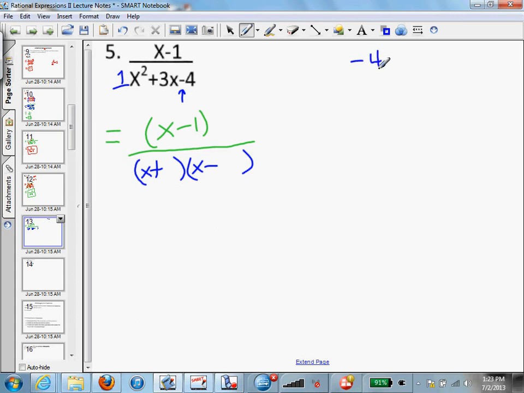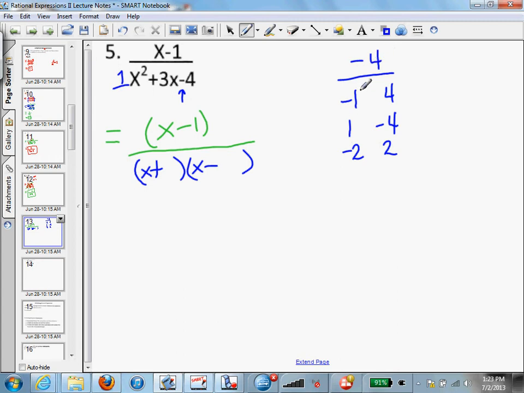Okay, so now we need numbers that multiply to give us a negative 4 that we can combine through adding and subtracting to give us a positive 3. So we have negative 1 times 4 would give us a negative 4. How about positive 1 and a negative 4 would give us a negative 4. And finally, a negative 2 times 2 would give us a negative 4.